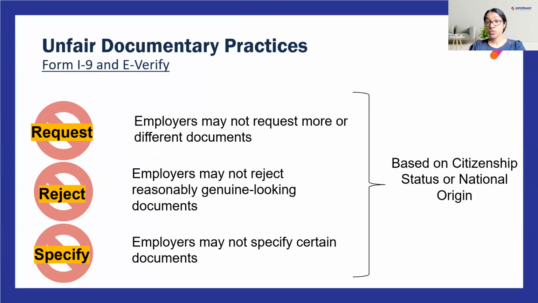So again, these are the ways in which unfair documentary practices may occur. So when these things occur based on a worker's citizenship status or national origin, this may be a violation of the prohibition on unfair documentary practices. An example of this that is pretty common is an employer who says, oh, you're a permanent resident, well then I need to see your permanent resident card or green card. This may constitute an unfair documentary practice under the statute that IER enforces. Next slide, please.